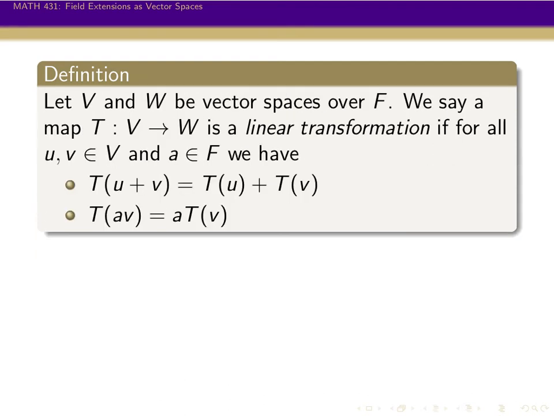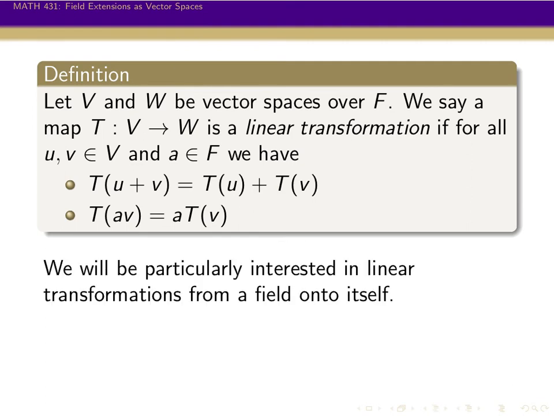And then the last concept I want to talk about in this video is going back over the idea of linear transformations on vector spaces. So let V and W be vector spaces over F. Then we'd say that a map T from V to W is a linear transformation if for all vectors u and v and scalar a, we have that T of u plus v is equal to T of u plus T of v. And if we have T of a times v, we can pull that a out, and it's going to be a times T of v.